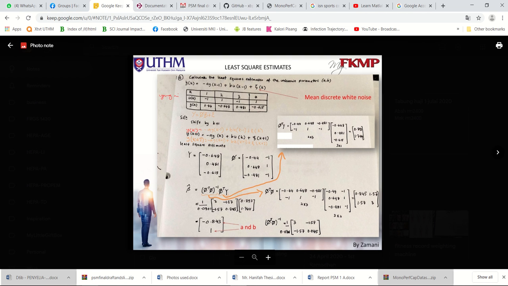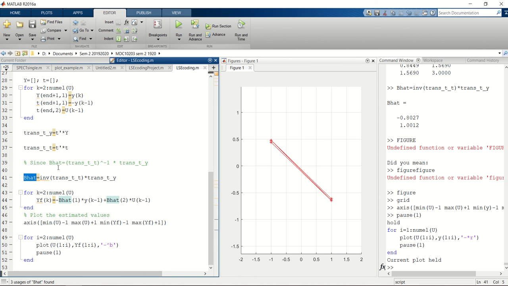So from this, this is the equation y final: negative b hat 1, which is a, times y(k minus 1), and then b hat 2, which is the b value, times u(k minus 1). What I do here is I find all the values of this equation, all the values of y, the plotting values.